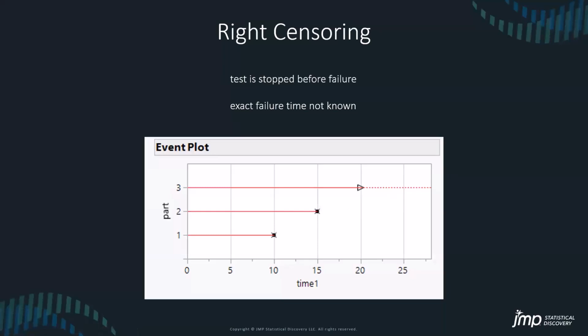You don't have to exclude it from your data, saying, well, I didn't get a failure, so I'm just not going to use it. Or I'm not going to put in some fictitious time, make up a time. You don't have to do that. You can use the actual censoring time here, this 20, in the data, and JMP can handle the analysis.